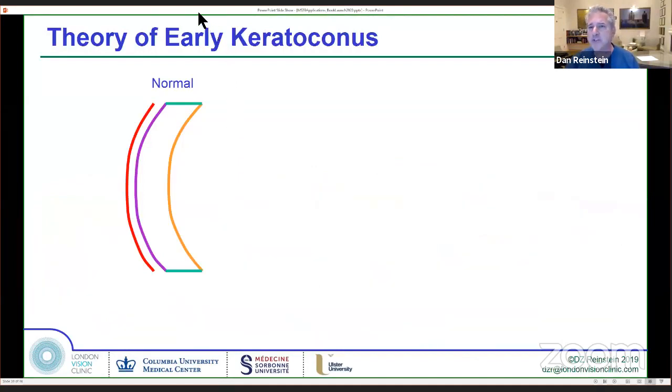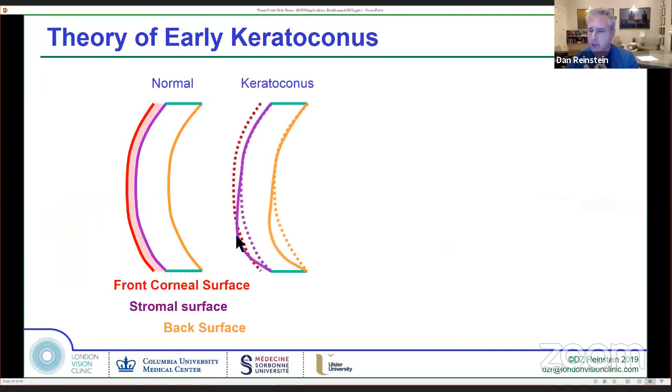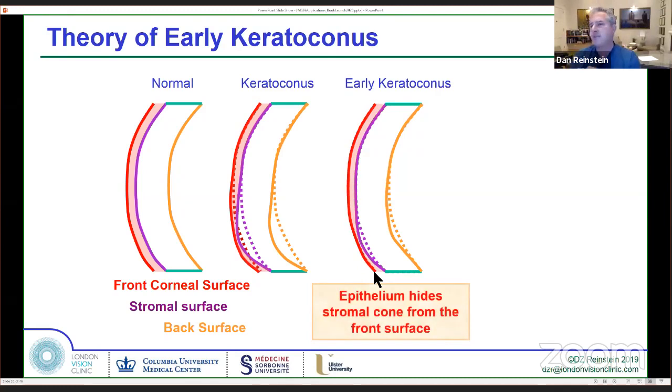What's the principle? The principle is simple. In a normal cornea, you have a front surface, a stromal surface, and a back surface, and in between, you have the epithelium. If there is very mild keratoconus and you start to get a bulge on the front, the epithelium becomes thinner over the bulge and thicker around the bulge. But if the keratoconus is subclinical, before you can see it on the front surface, you will still get this change, but the epithelium has the opportunity of fully compensating for the stromal surface irregularity.